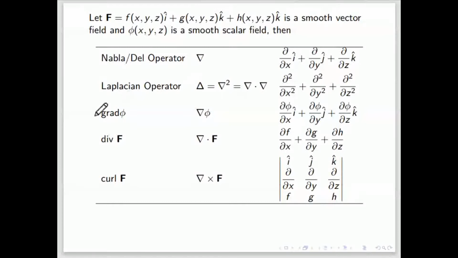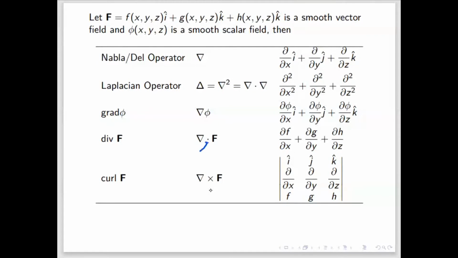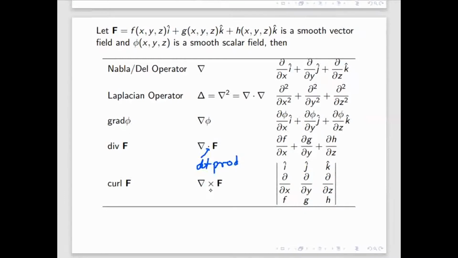Now two more things. One is called the divergence of a vector field. Here this f is boldface, and the definition is del dot f. This is the dot product and this is the cross product. The dot product and cross product are only defined on vectors. So this dot means the dot product of vectors, and this cross means the cross product of vectors.